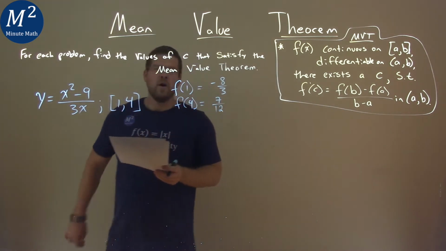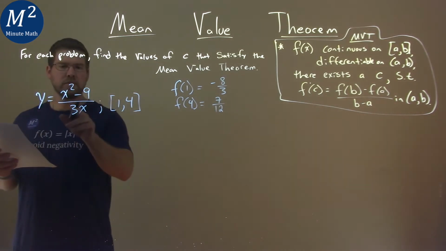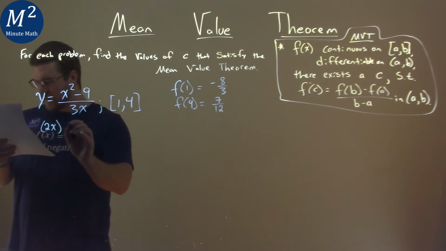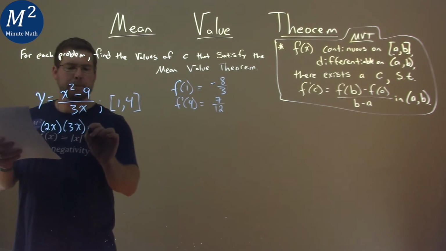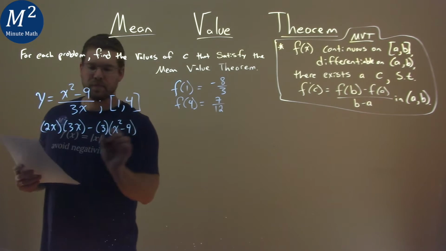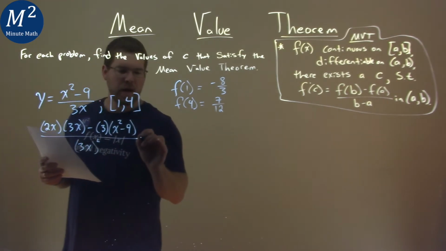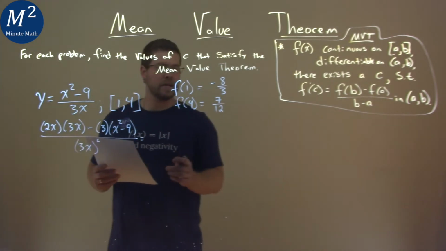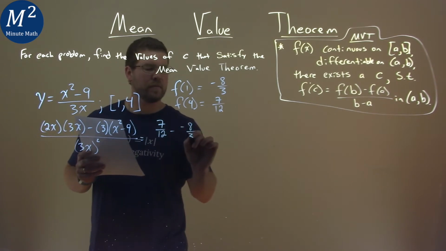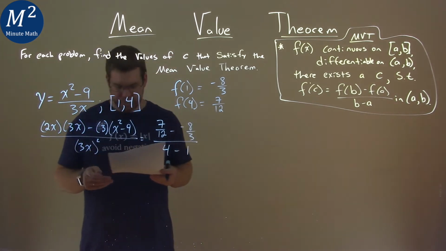Okay? From there, what we want to do is find the derivative of our function. So, the derivative of the function using the quotient rule: derivative of the numerator is 2x, times the denominator, 3x, minus derivative of denominator, 3, times the numerator, x squared minus 9, all over denominator, 3x, all squared. And then we set that equal to f of b minus f of a, so 7/12 minus negative 8/3 over b minus a, 4 minus 1.